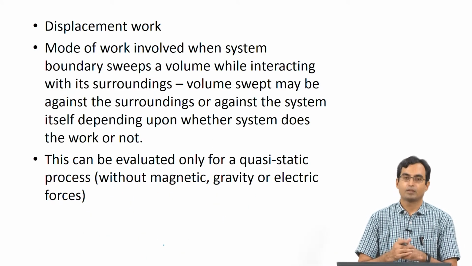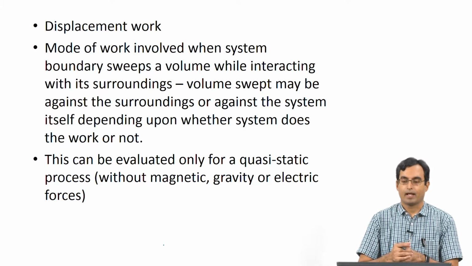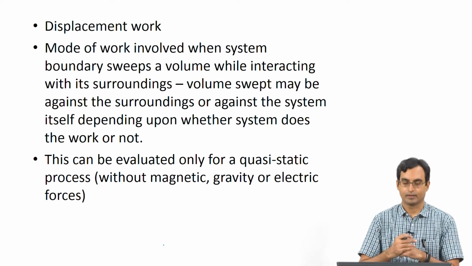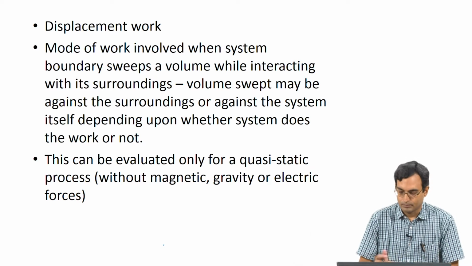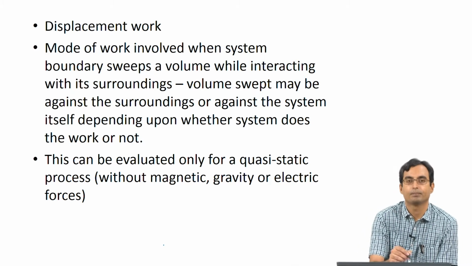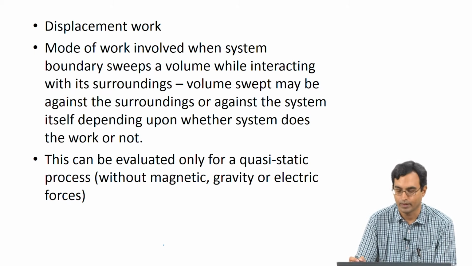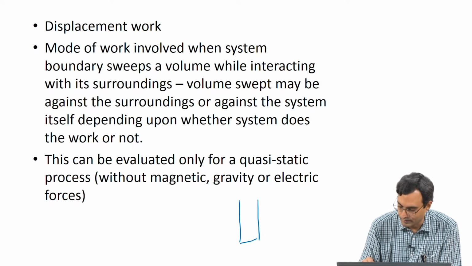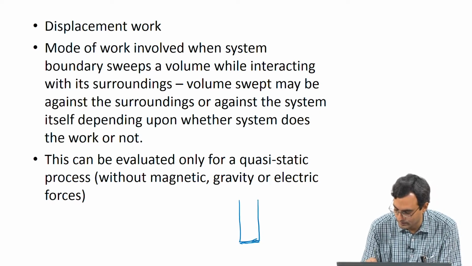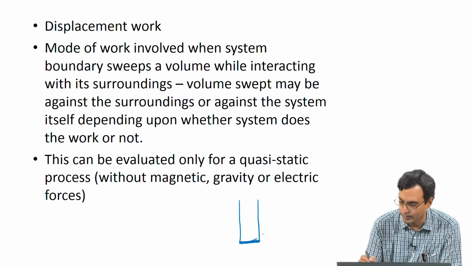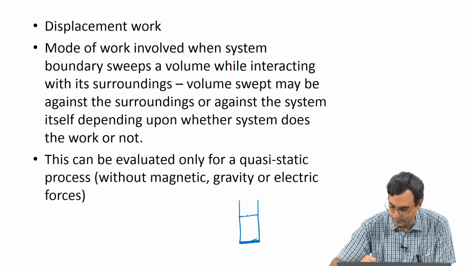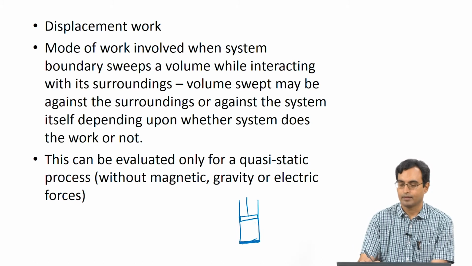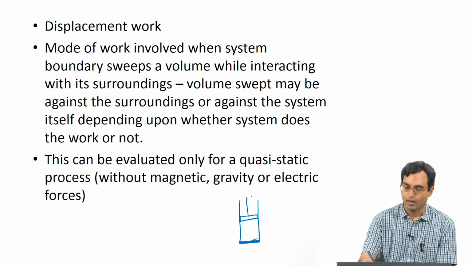There are various forms of work. One of them is what is called displacement work, and this is sort of the most common example we use in this course because it is sort of easy to visualize. So, this is the work involved when a system boundary sweeps a volume when interacting with its surroundings, and the easiest way to think of this is where we have some kind of a piston cylinder arrangement. So, we have a cylinder, we have a piston. This piston is free to move. It seals the cylinder, but it is frictionless, and the piston can move up or down.